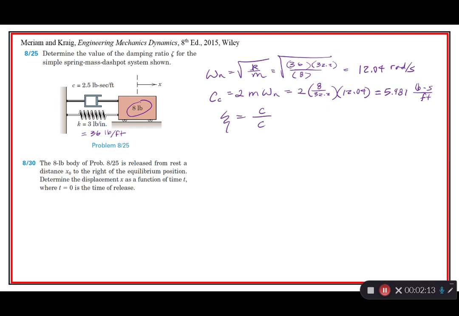The damping ratio is just C over C_c. This is the same unit as this. We get 2.5 divided by 5.981, so this is going to be 0.4180, and we're done in 2 minutes. So that was a 2-minute problem.